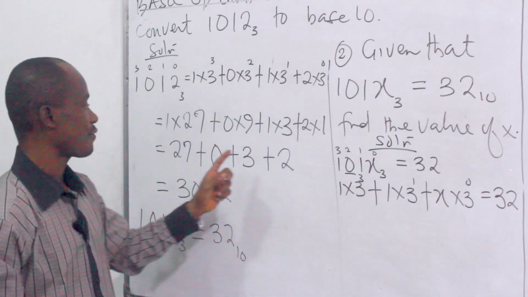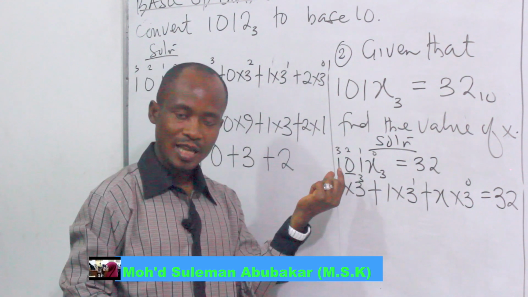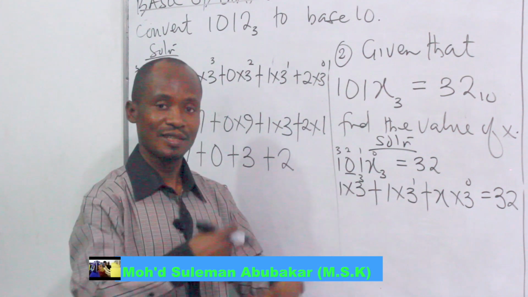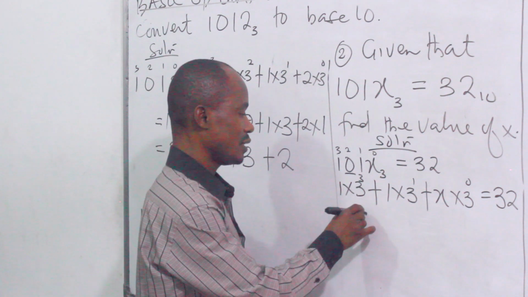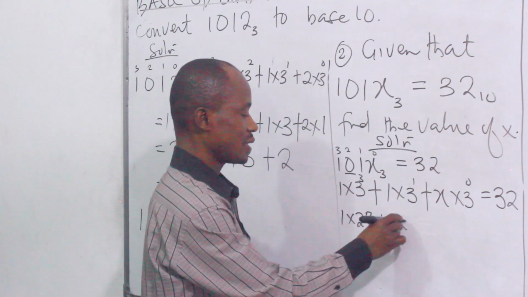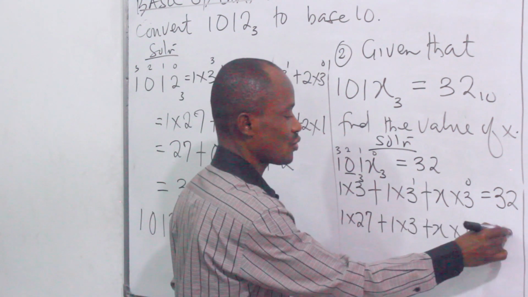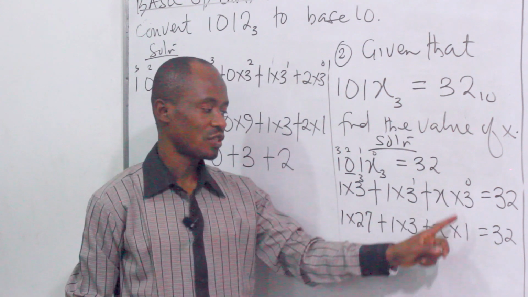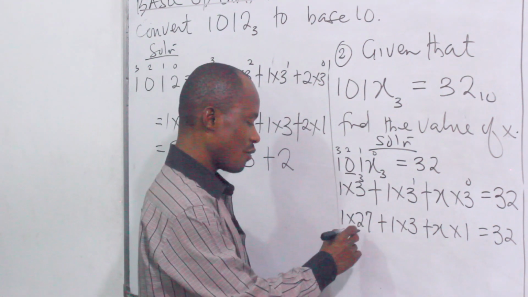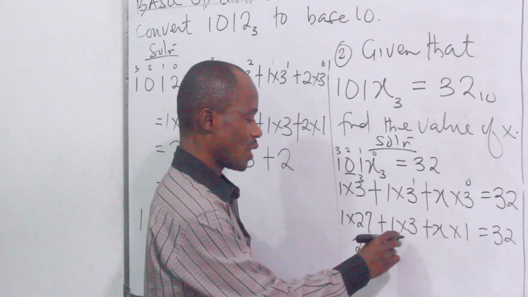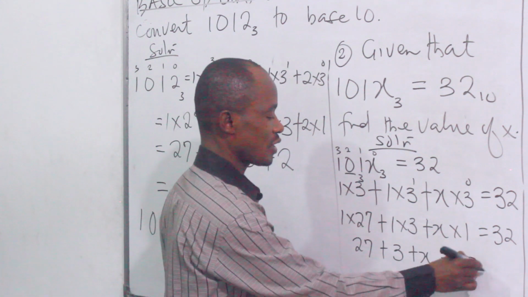Why? Because we've seen right from here that 0 times 9 equals 0. Any number times 0 is 0, so there's no need of taking this into the solution. So we have 1 times 27 plus 1 times 3, then plus x times 1 equals 32. Why? Because any number raised to the power of 0 is 1, and a number raised to the power of 1 is that number. So we have 1 times 27 as 27, plus 1 times 3, 3, plus x times 1, is x, equals 32.